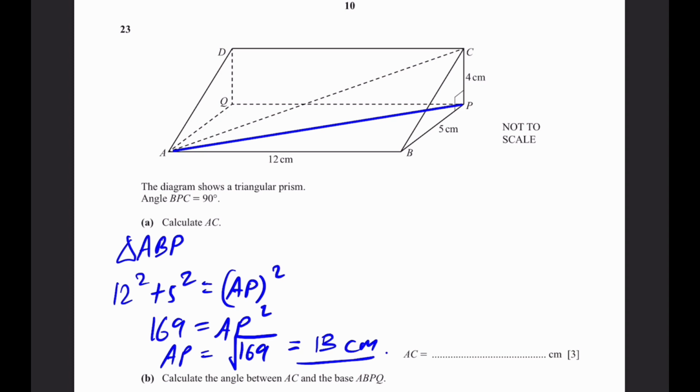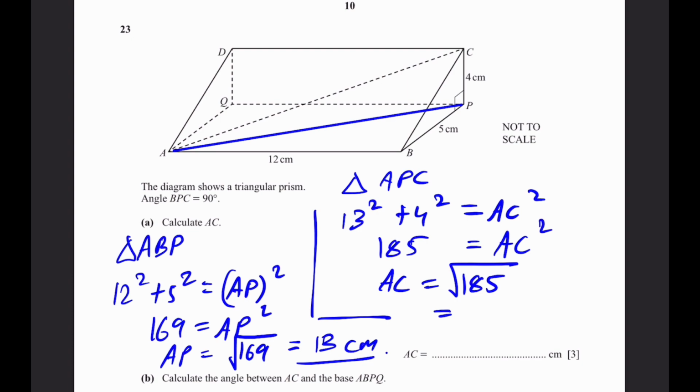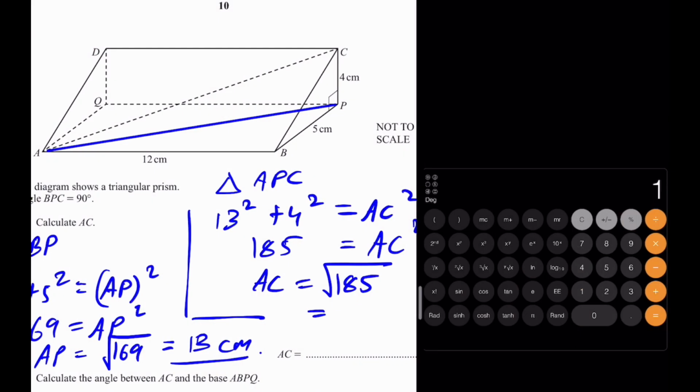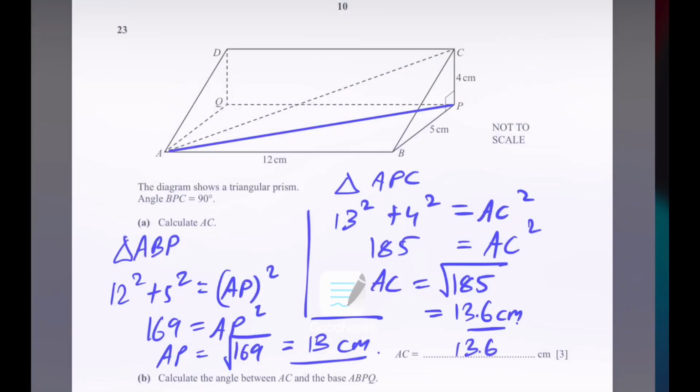Now we can go ahead and find AC. So 13 squared plus 4 squared equals AC squared using triangle APC. That means 169 plus 16, which is simply 185. That will be equal to AC squared. And AC is root 185, which is equal to, let's get that calculator out, square root of 185, we get 13.6 centimeters. That's the answer. Let's go to part B.